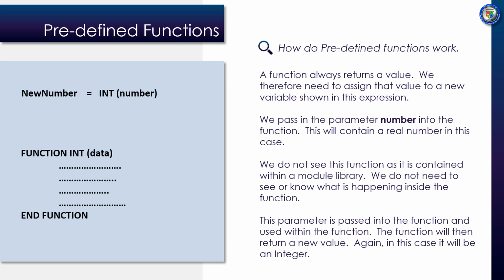As we've mentioned a few times, a function always returns a value. We therefore need to assign that value to a new variable, as we can see in our expression at the top of the code. New number equals int number. We pass in the parameter number into the function. This parameter will contain a real number.